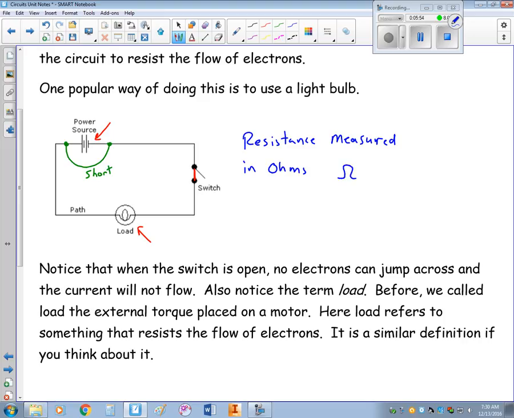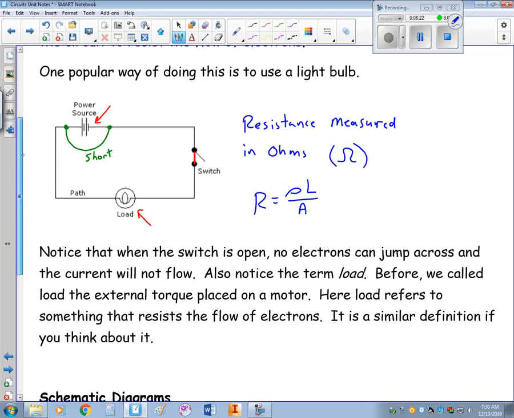We use the capital omega symbol for resistance. If I wish to calculate the resistance of, let's say, a wire, I would take the resistivity, which you'd have to look up, times the length of the wire divided by the cross-sectional area of the wire. So very long wires are resistive, very skinny wires are resistive, short, thick wires are very non-resistive.